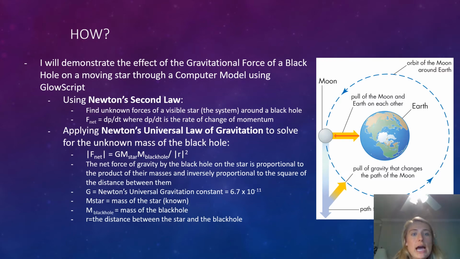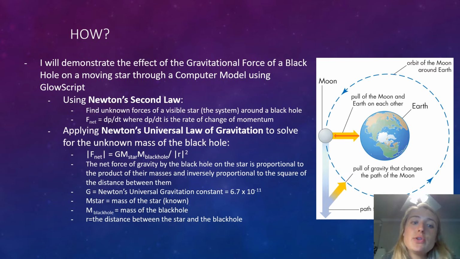So the question is, how are we going to be able to do this? In order to explain that, we have to understand a few concepts. Those concepts will be Newton's second law and Newton's universal law of gravitation. I also included this image just so that you could see how Newton's universal law of gravitation actually works upon an object. This isn't a black hole, but it does demonstrate the gravity that pulls the path of the moon around the Earth.